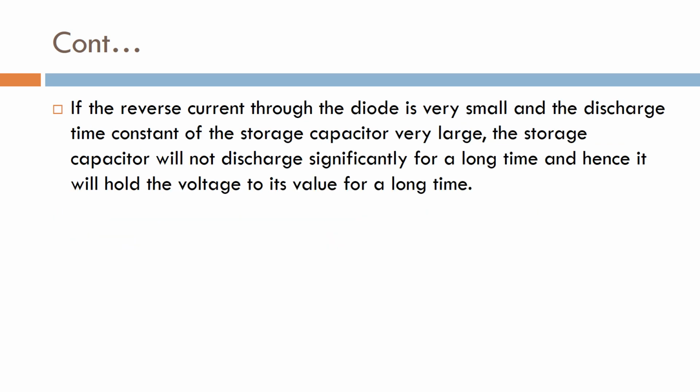If the reverse current through the diode is very small and the discharge time constant of the storage capacitor is very large, the storage capacitor will not discharge significantly for a long time, and hence it will hold the voltage at its value for a long time.